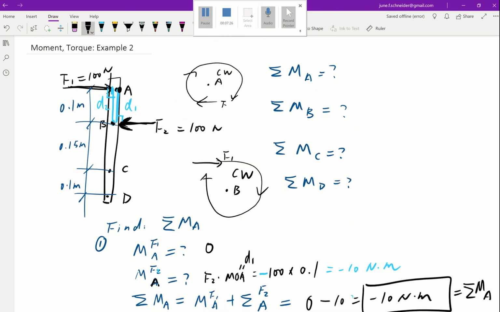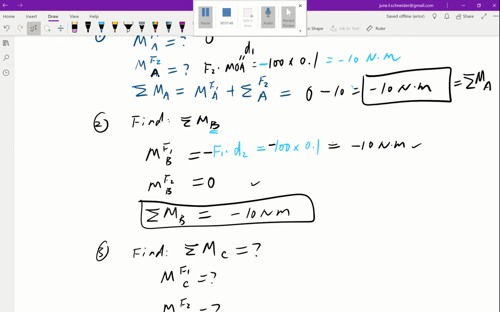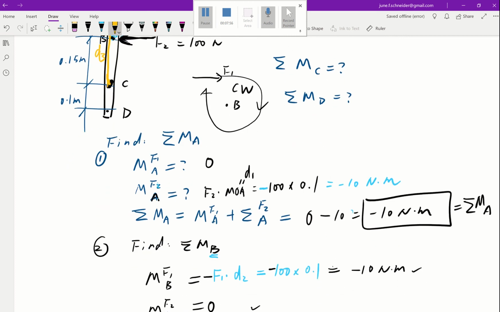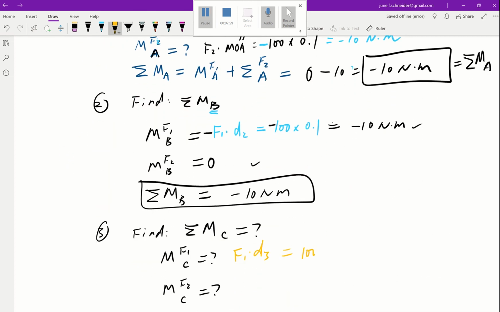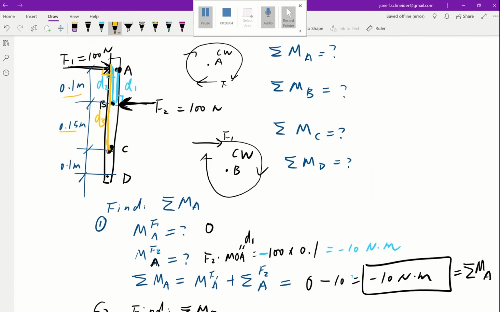Now go back. Our F1 is here, rotating about C. C is here. If we were to draw this moment arm in orange color, it's going to be from C, perpendicular to this force, from here to here. That's going to be our D3, right? So F1 times D3. What's our force 1? It's 100 Newton. And our D3 is going to be 0.1 plus 0.15.